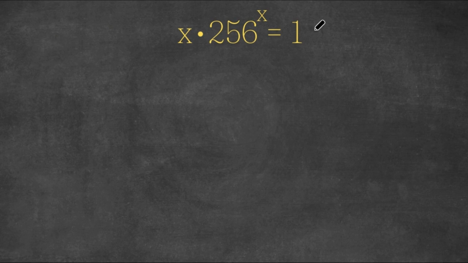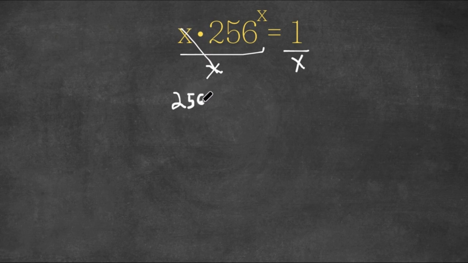So we have x times 256 to the power of x equals 1. Now what we're first going to do is we're going to get rid of this x on this side and move it to the other side. So how we're going to do that is we're going to divide both sides by x. So on the left side, these two would cancel out, so we would just have 256 to the power of x, and on the right side here, we have 1 over x.